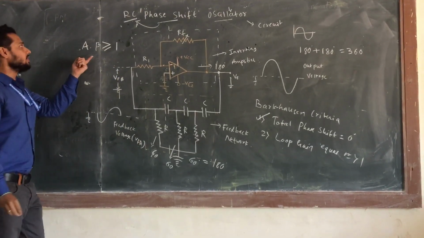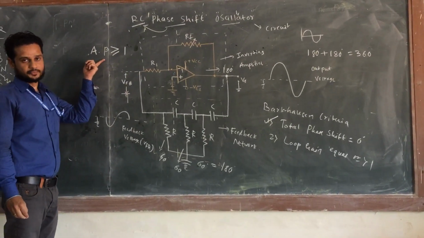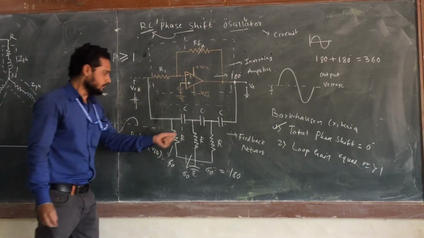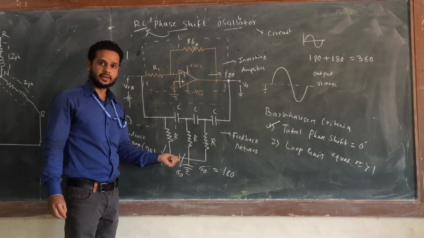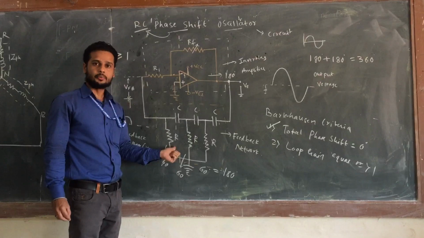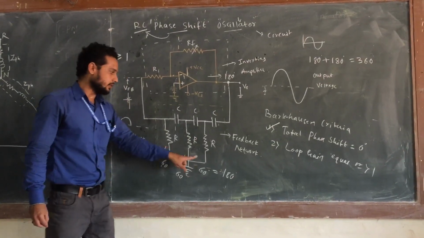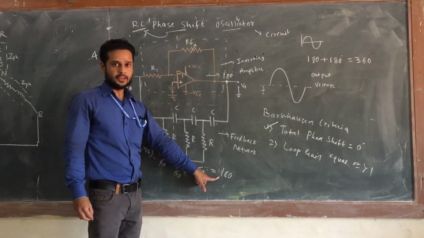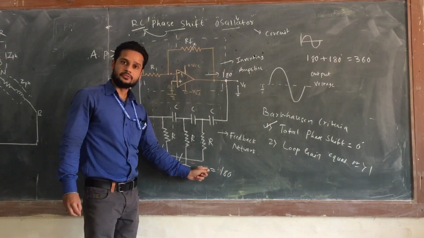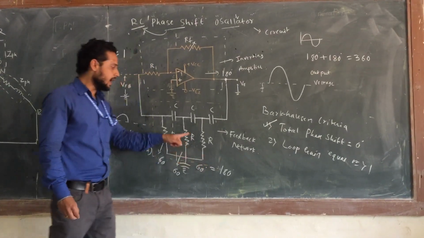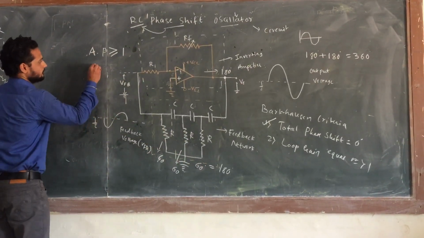Now you have to check whether this condition will be satisfied or not. You are making use of a feedback network which consists of RC components. It will produce a phase shift of 180 degree, you know that. If this produces 180 degree phase shift, this means it has an attenuation factor of 29.